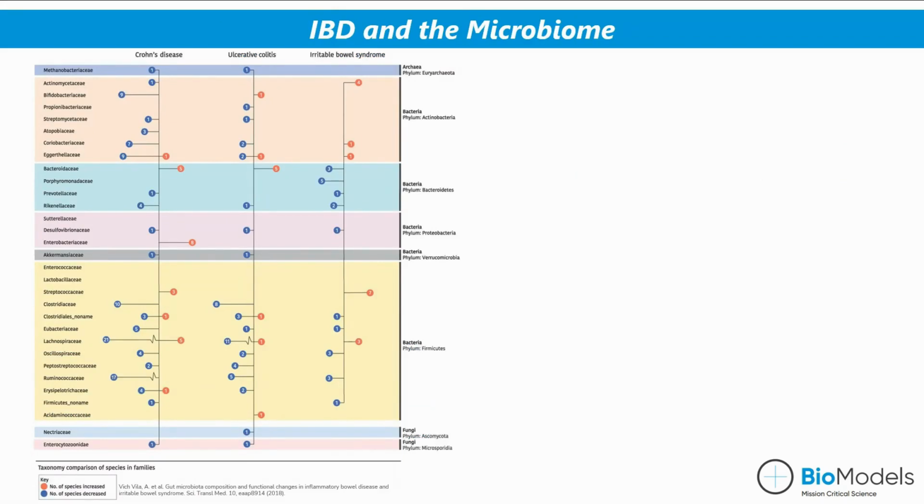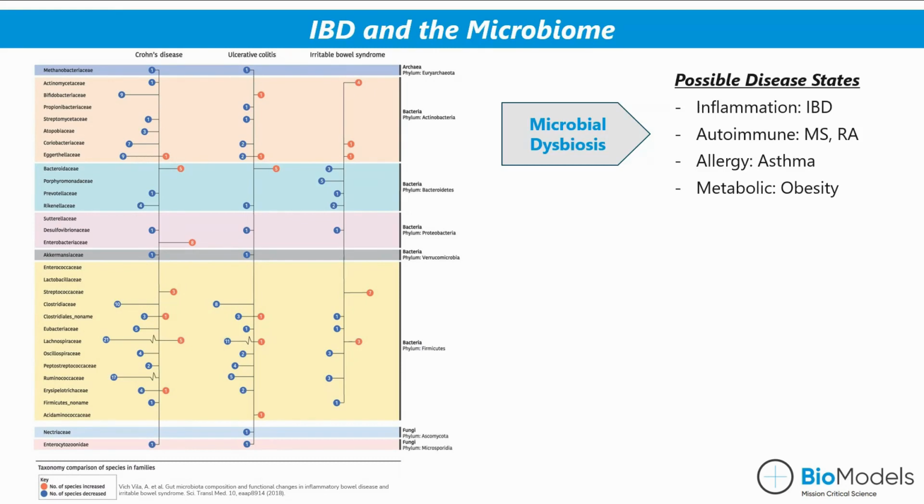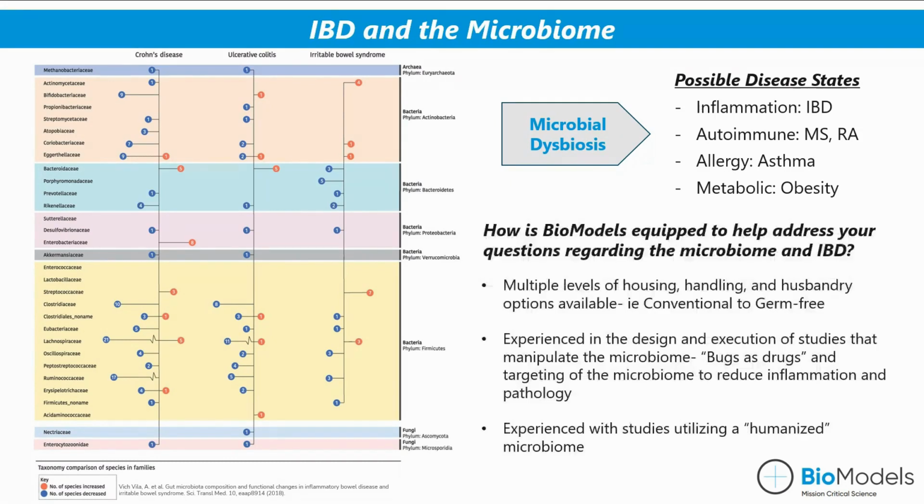Before I conclude today, I'd like to talk briefly about the role of the microbiome in IBD. A lot of recent research has clearly demonstrated that there are certain species of bacteria that are increased and decreased in specific disease states like Crohn's disease and ulcerative colitis. We know that this balance is very complex and that microbial dysbiosis can lead to not only IBD, but other diseases such as autoimmune diseases, allergic conditions, and metabolic diseases.